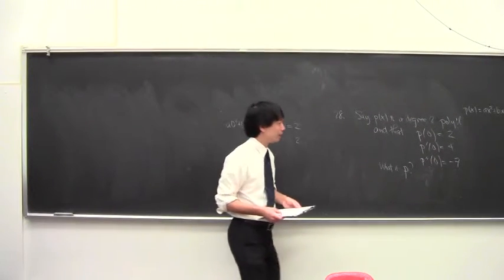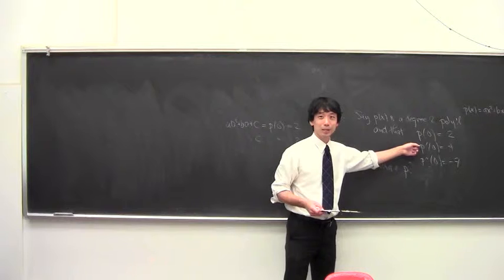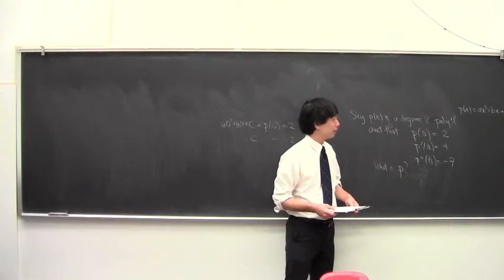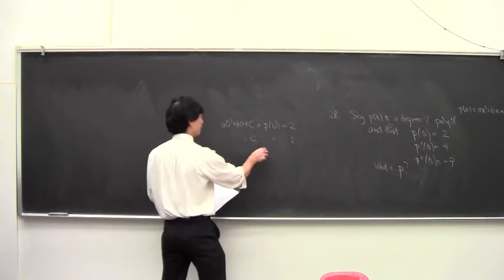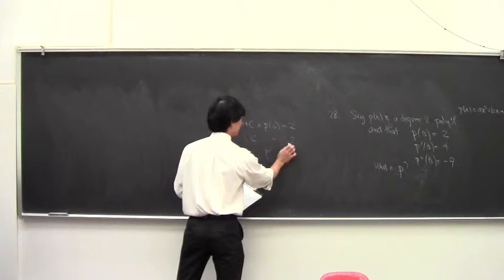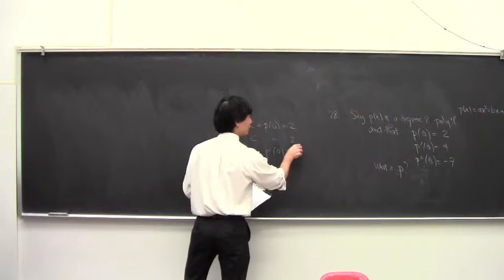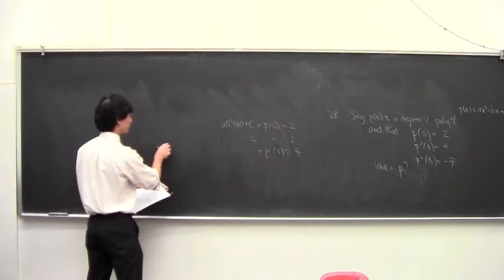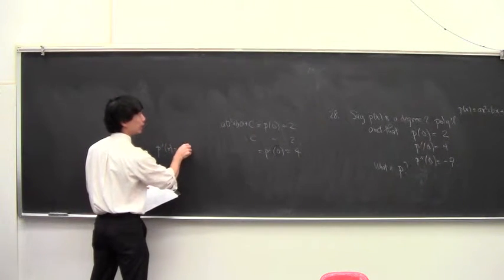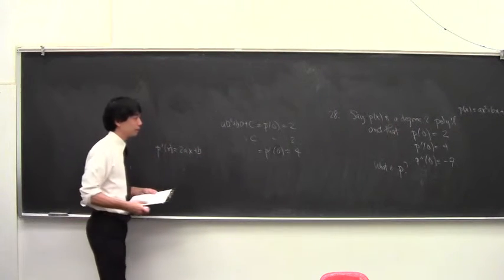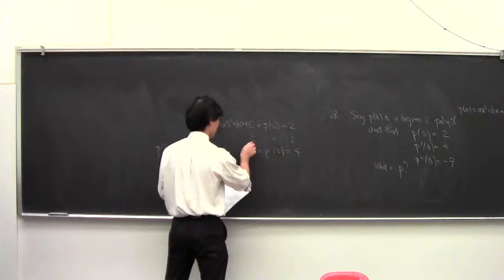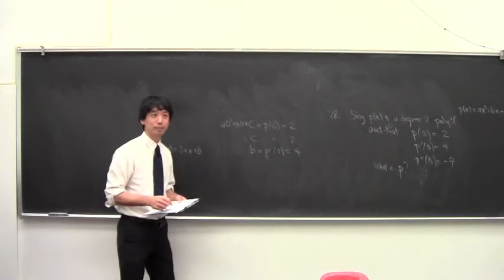Okay. Well, Megan, how about using the second fact? P prime 0 is 4. B has to be 4. B has to be 4, right? I think that's right. So P prime 0 is 4. P prime is what, 2ax plus b. So 2ax would be 0 at time 0, and you get b is equal to 4.